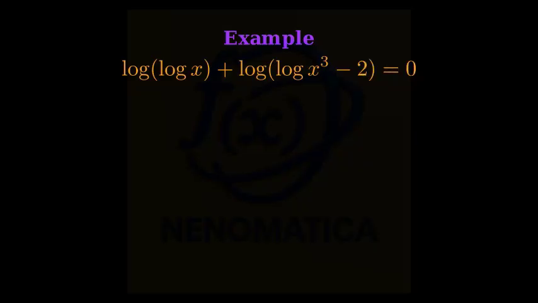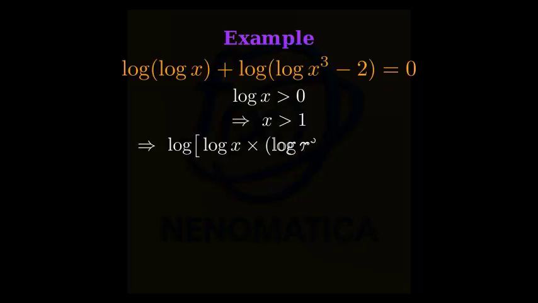Example. We will solve the logarithmic equation exactly following the shown algorithm and step order. The equation is log of log x plus log of (log x cubed minus 2) equals 0. Step 1. Determine the domain. Because the argument of any logarithm must be positive, we need log x greater than 0. Therefore, x is greater than 1. Step 2. Combine the two logarithms using the product rule. We write log of [log x times (log x cubed minus 2)] equals 0.